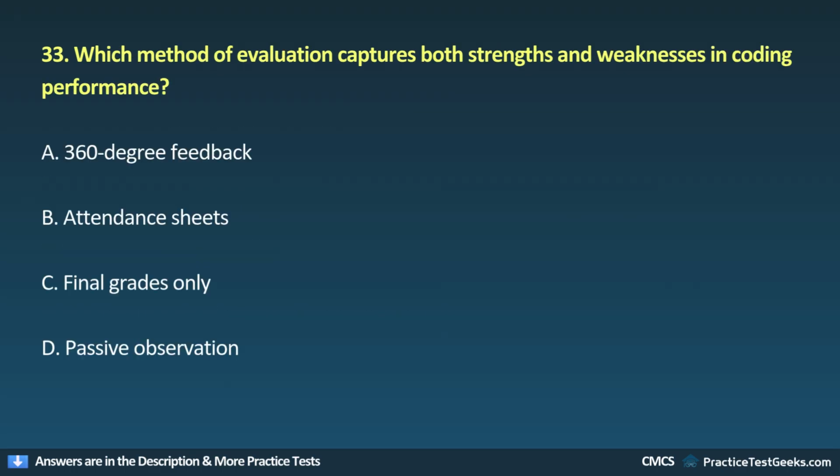33. Which method of evaluation captures strengths and weaknesses in coding performance? A. 360-degree feedback. B. Attendance sheets. C. Final grades only. D. Passive observation.